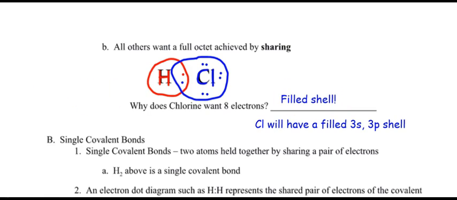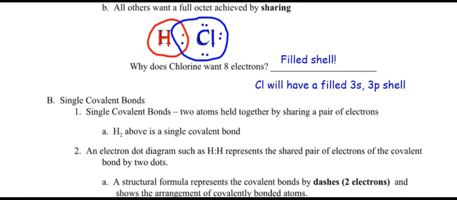All right, so a single covalent bond is 2 atoms held together by sharing a pair. How many is a pair? That's 2 electrons. See this right here? I'm sharing 2 electrons. So H2 above is a single covalent bond. That means on the prior page. And so this HCl is a single covalent bond because it also has 2 electrons. So an electron dot diagram, such as the one on the prior page, represents the shared pair of electrons of the covalent bond.